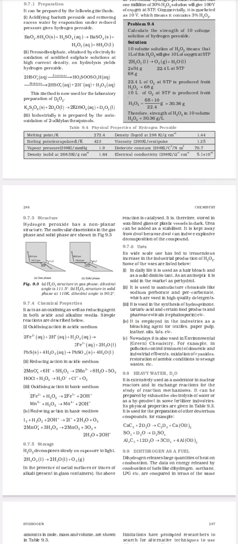Next is structure. Hydrogen peroxide has a non-planar structure. The molecular dimensions in the gas phase and solid phase are shown below.